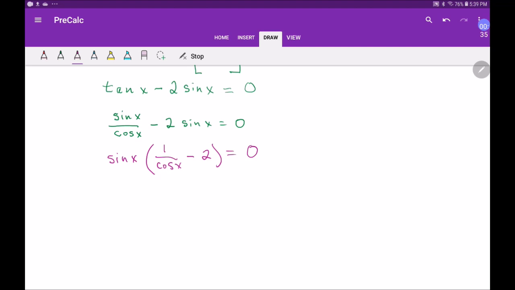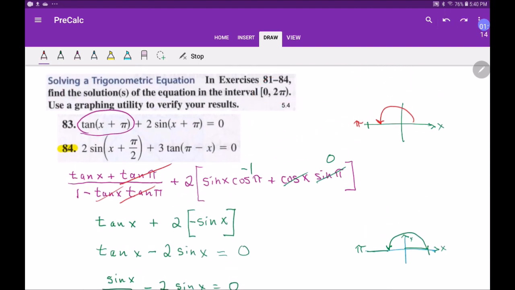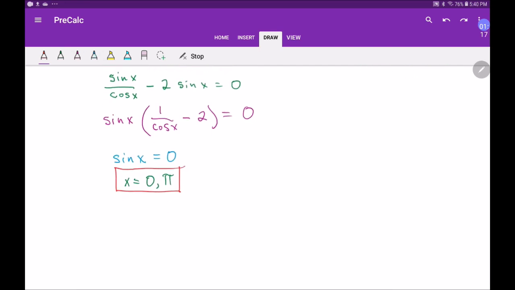Okay, so now I'm interested in 2 things. One, where is the sine of x going to be equal to 0? Well, it happens right away at 0, and it also happens over here at pi, because sine is all about the y-axis. So x would be equal to 0 or pi, and I think our problem said we were supposed to stay between 0, including 0, and 2 pi. Yes, it did.